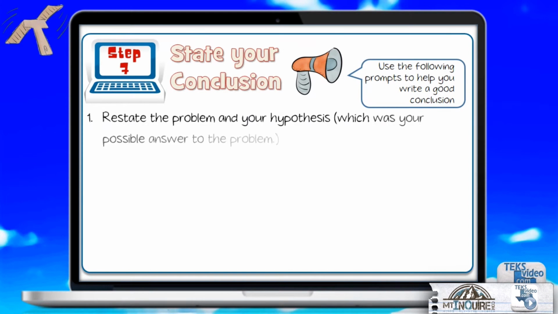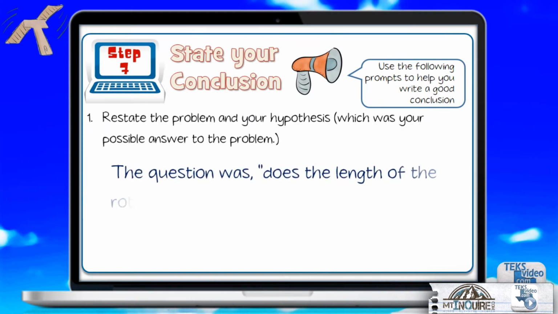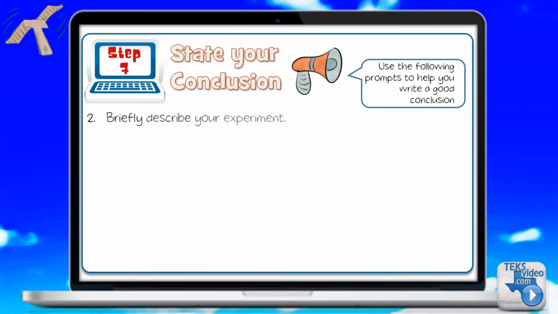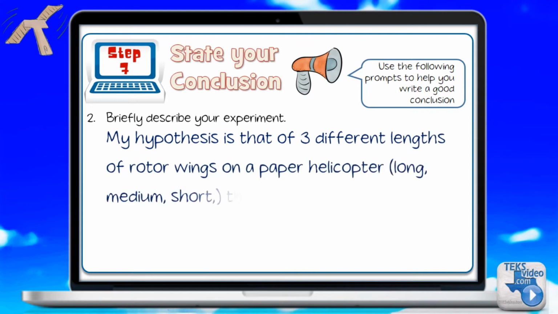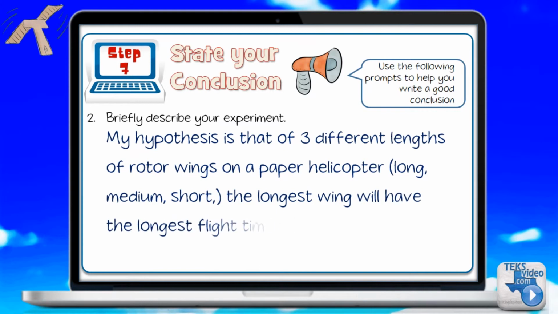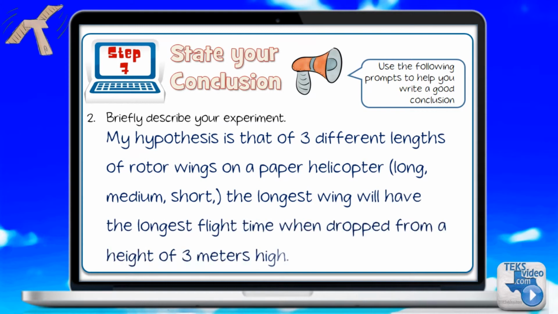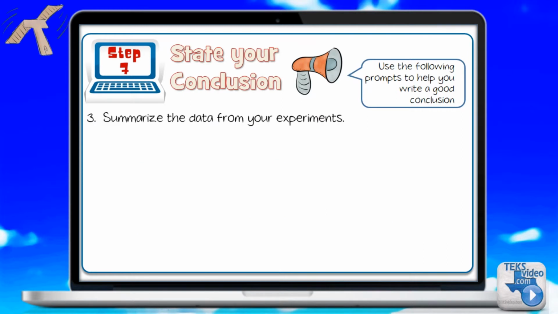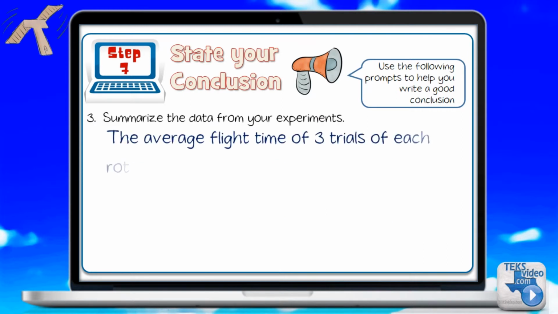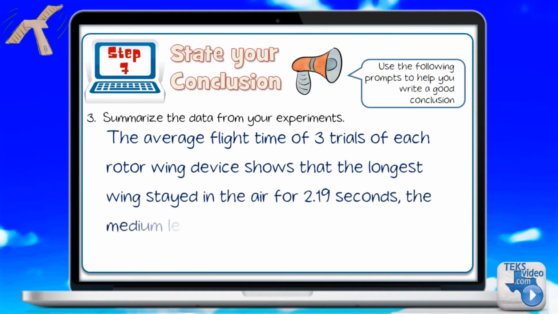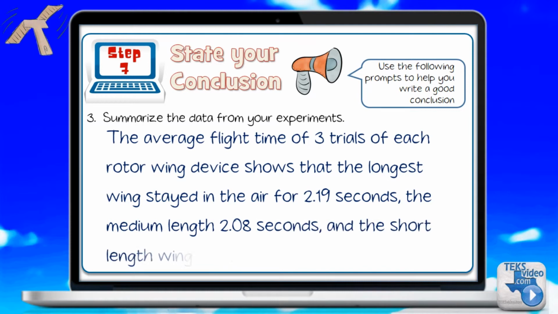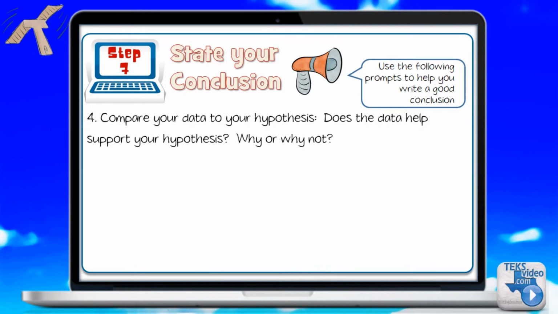1. The question was, does the length of the rotor wing of a paper helicopter affect its flight time? 2. My hypothesis is that of 3 different lengths of rotor wings on a paper helicopter, long, medium, and short, the longest wing will have the longest flight time when dropped from the height of 3 meters high. The average flight time of 3 trials of each rotor wing device shows that the longest wing stayed in the air for 2.19 seconds, the medium length 2.08 seconds, and the short length wing 1.56 seconds. Based on the data, my hypothesis is supported.